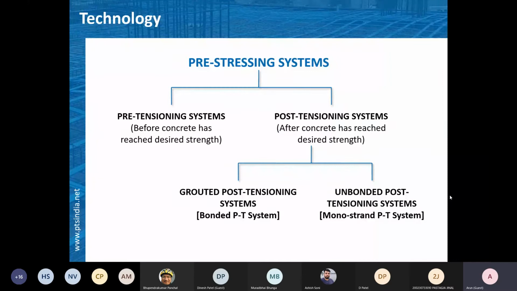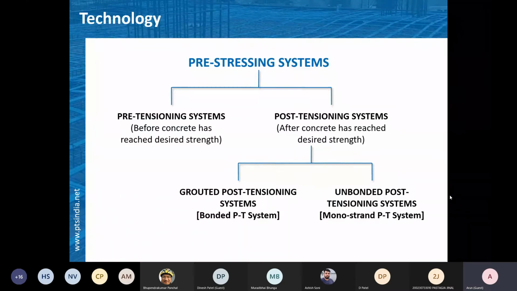The second one is known as post-tensioning systems. In post-tensioning systems, what we are generally doing is casting the member first, with a cable inside, and then we are stressing the cable. So we are stressing after casting. That is the meaning of post-tensioning systems.